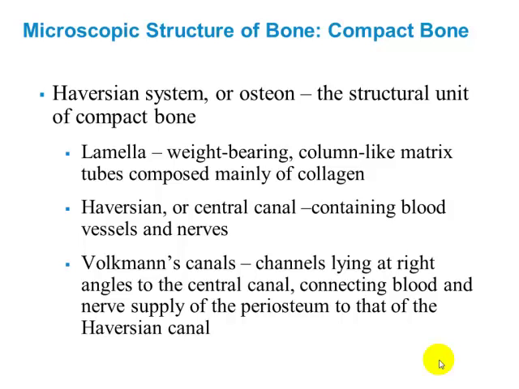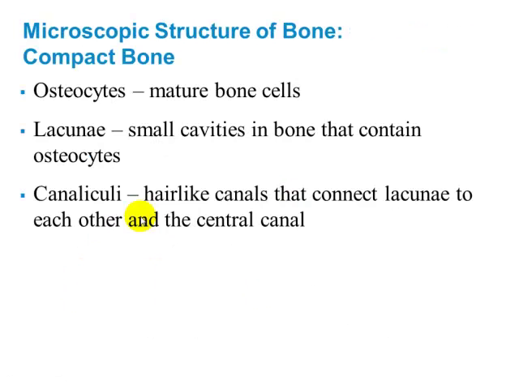What we're going to see is we have this structural unit that's called an osteon. The osteon works all together in something called the Haversian system. And we're going to see different components here. So we're going to look at something called lamella, central or Haversian canals, and Volkmann's canals. Please remember the key word of osteocytes, which are the mature bone cells. These are going to be the cells that we'll see within this compact bone system.